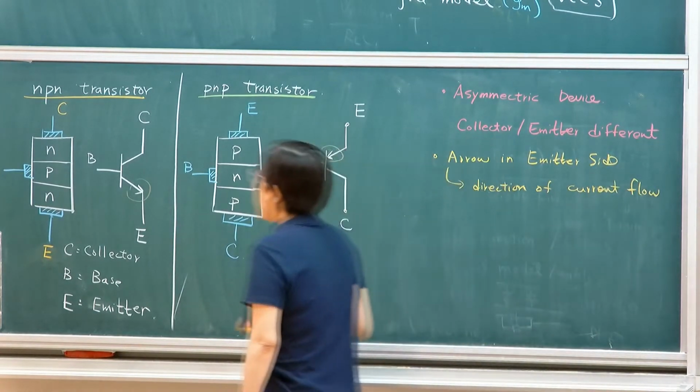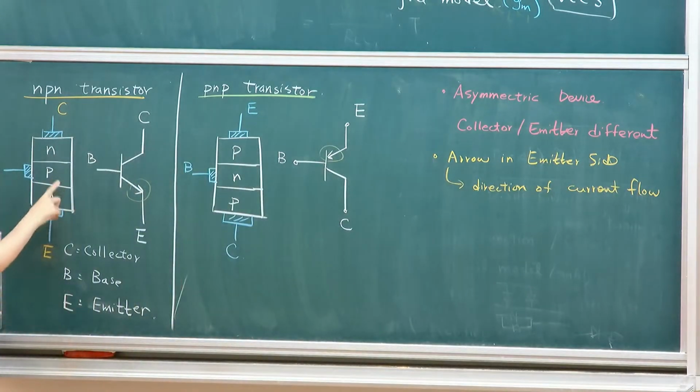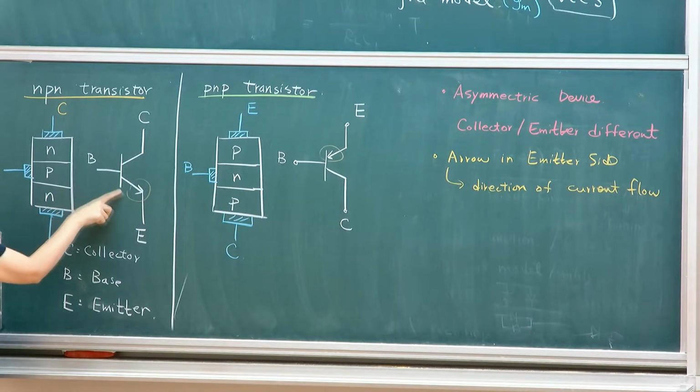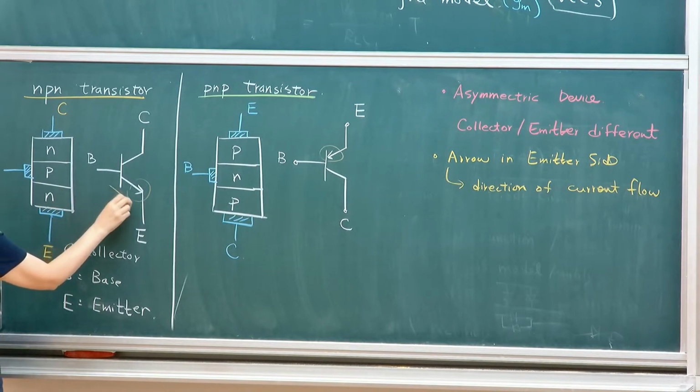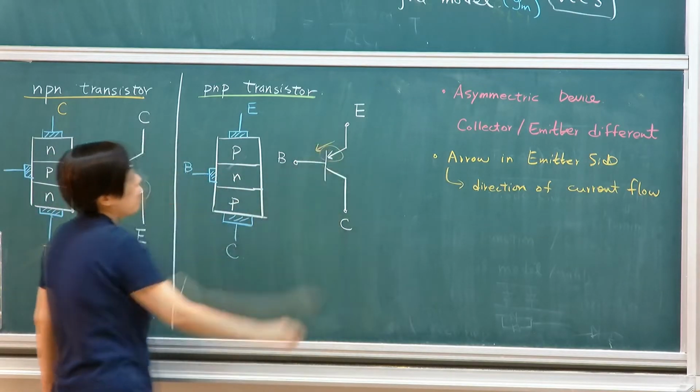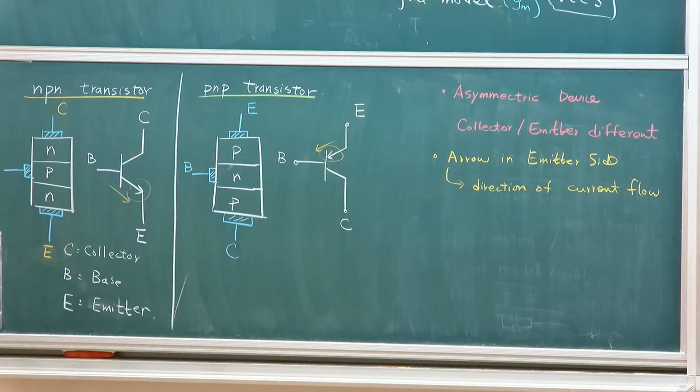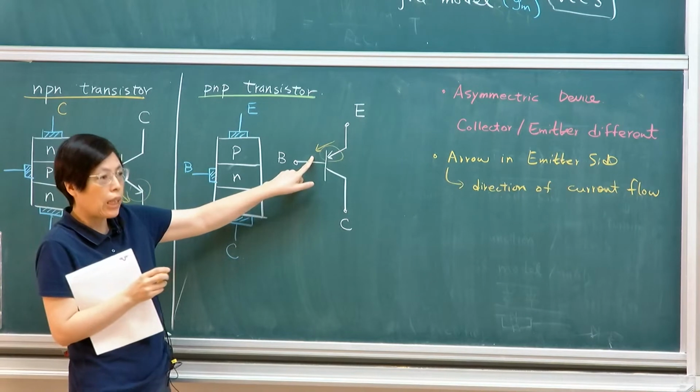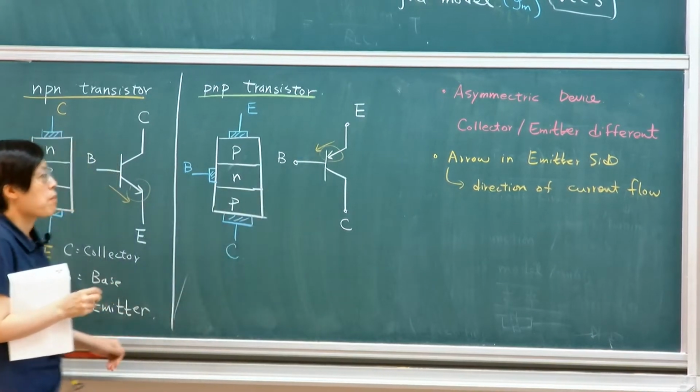So if you think about it, this is my PN junction. If a forward-bias PN junction current is flowing in this direction, it's always flowing in this direction. This is the PN junction. The forward-bias PN junction will allow current to flow in this direction. So the arrow will always be on the emitter side, and the direction of the arrow will indicate current direction. Okay?